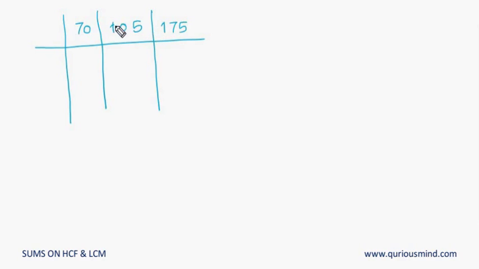So let's go to the next one. The next number is 3. Is 3 a common factor? Here 7 plus 0, 7. 7 is not divisible by 3. So 3 is not a factor of 70. So we will not check even for the others.